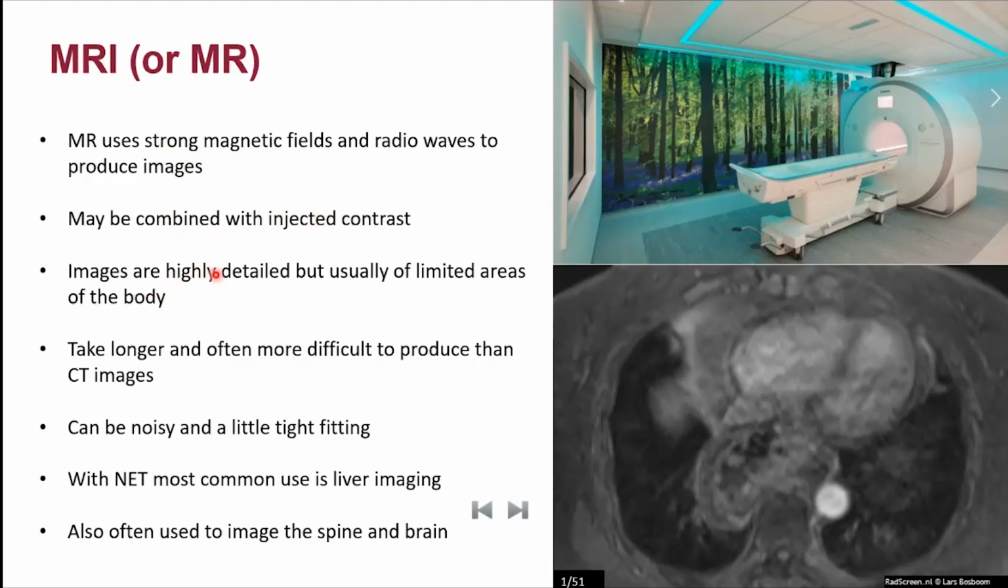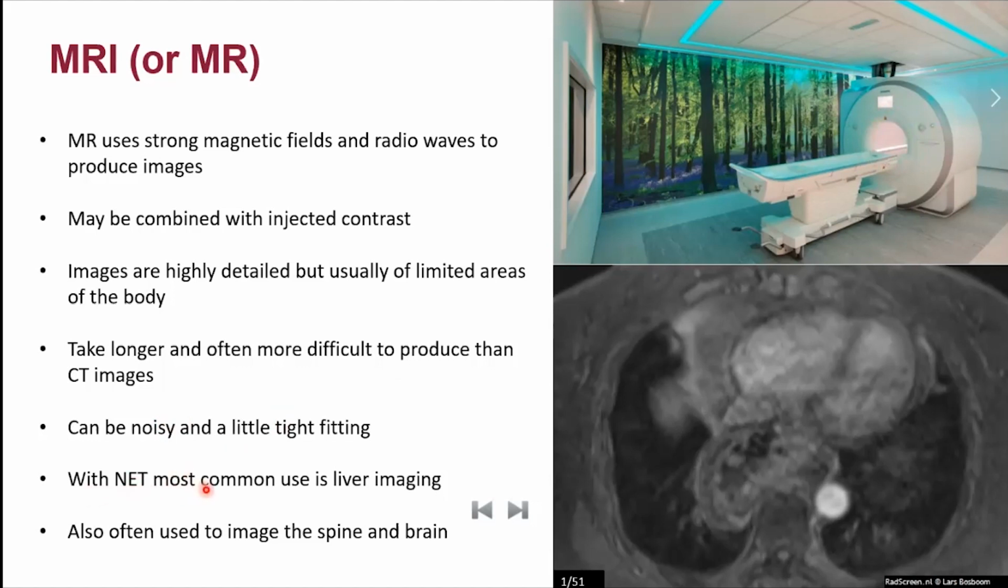The images we get from MR are really very highly detailed, but they're usually of quite limited areas of the body. So whereas in CT, we can scan the whole body in just a matter of seconds, the MR images take a lot longer to generate. The scanners can also be quite noisy and a little bit tight-fitting. So you can see here, compared to the CT scanner, the donut's slightly longer and a little bit narrower, but the modern machines are much better with regards to claustrophobia than the old machines used to be, which were really very tight.